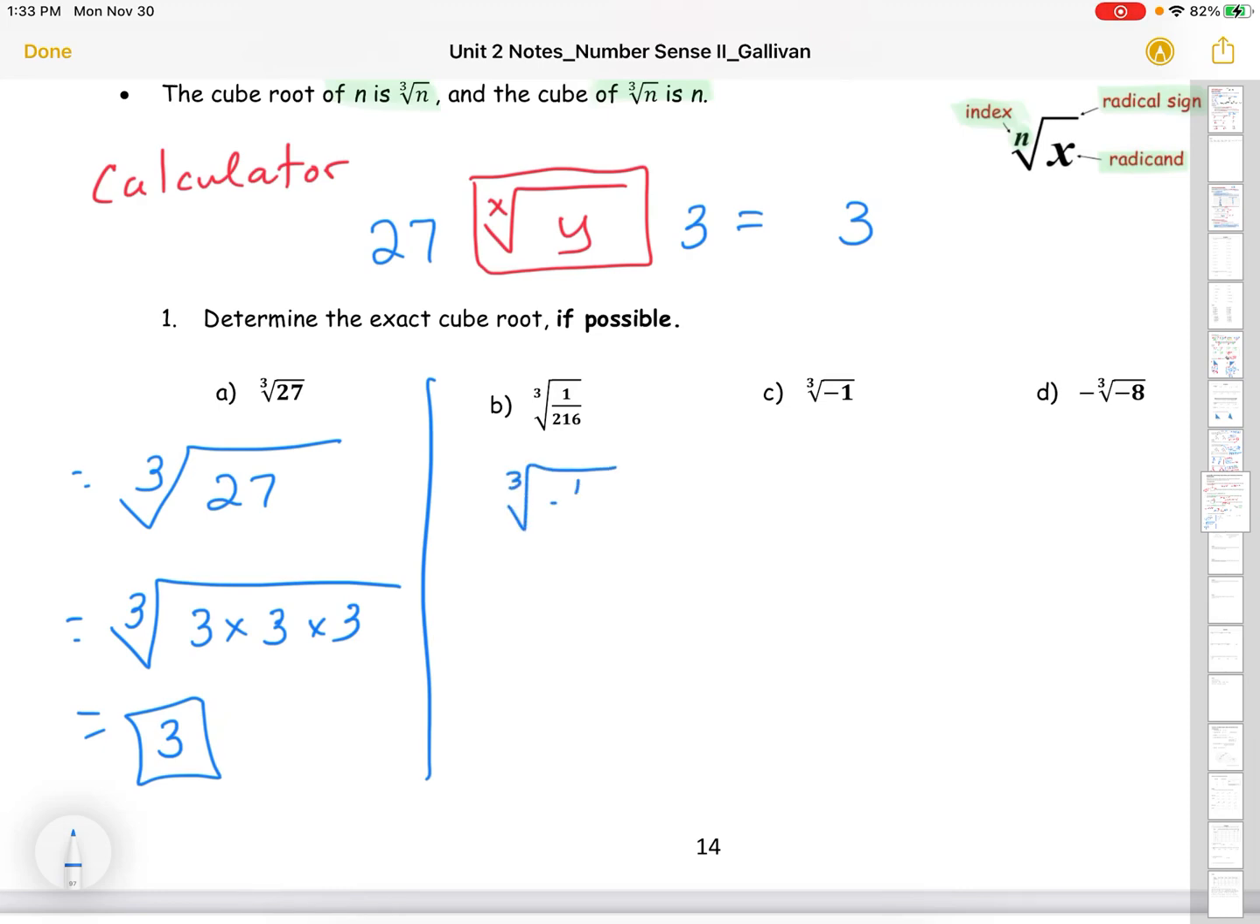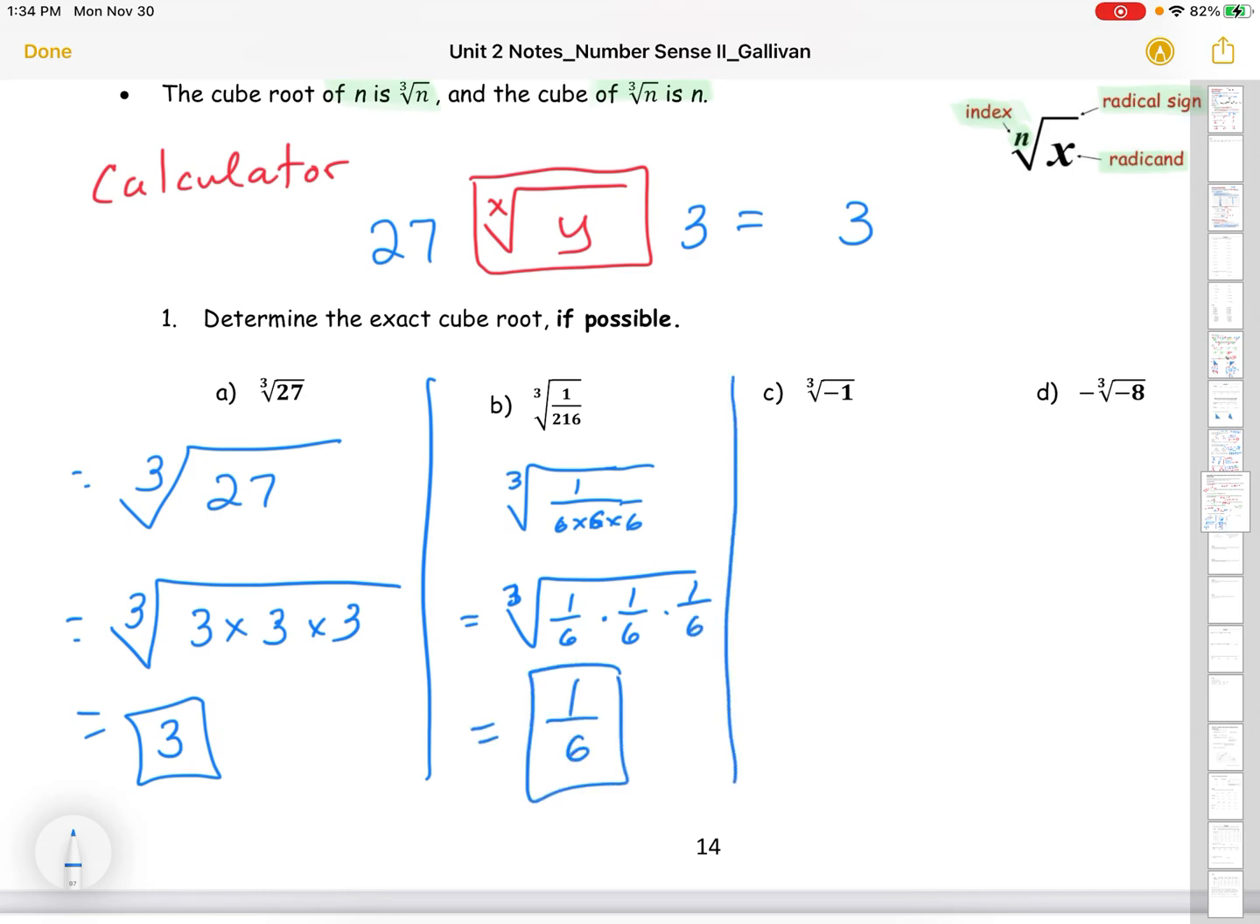Now I have here the cube root of 1 over 216. 216 is 6 times 6 times 6, right? So I can take that out. So this is like having 1/6 times 1/6 times 1/6, so this would equal 1/6.